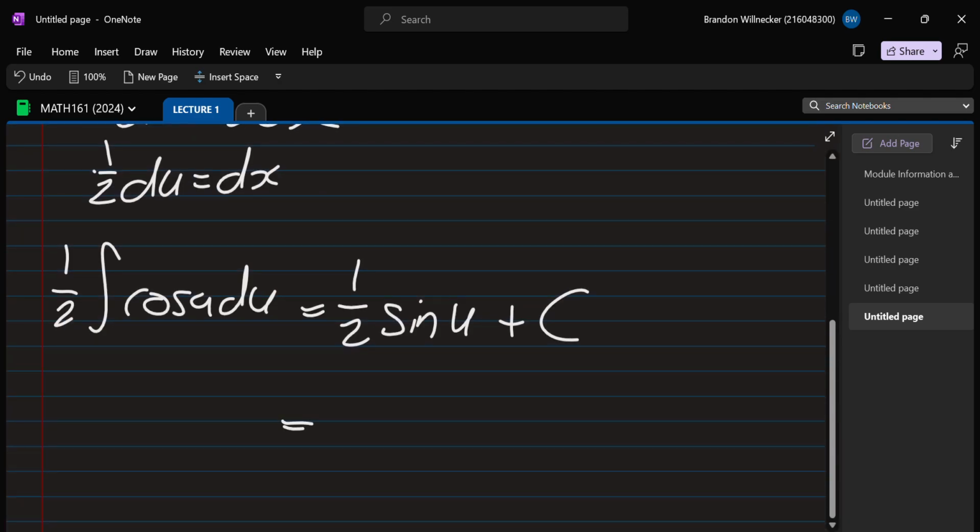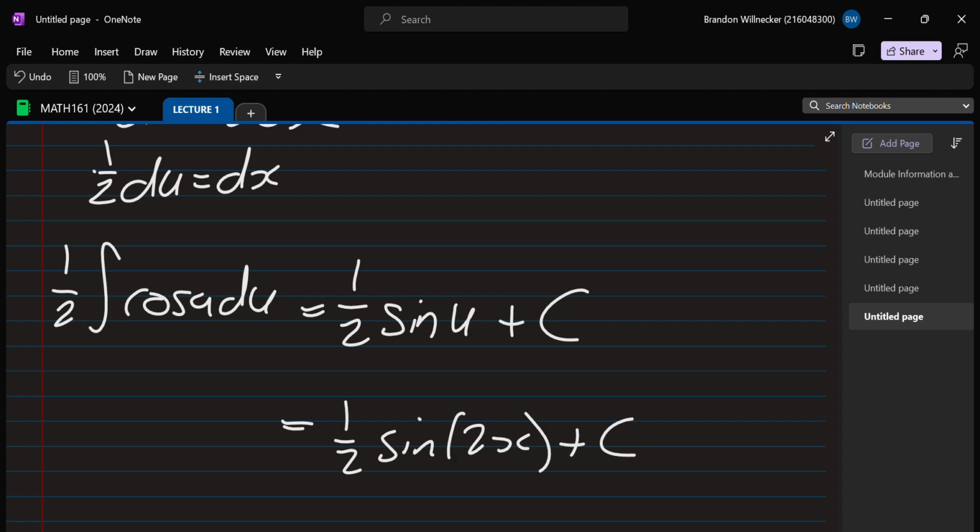We don't want this in terms of u, we want this in terms of x. So we can put the 2x back. So this will become 1/2 sine 2x plus c. Leave it like that, right? You don't need to use any trig identities, you don't need to simplify. This is perfectly fine as is.